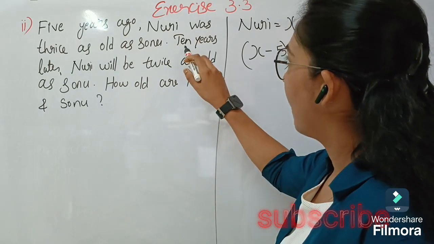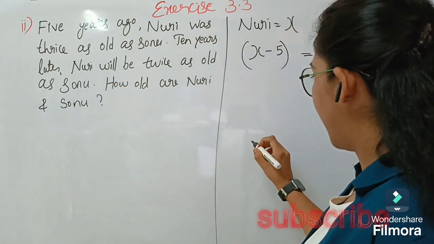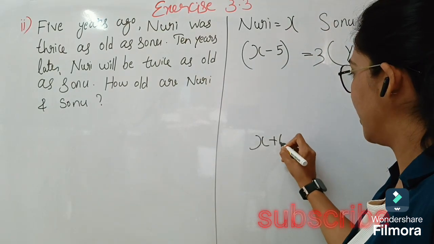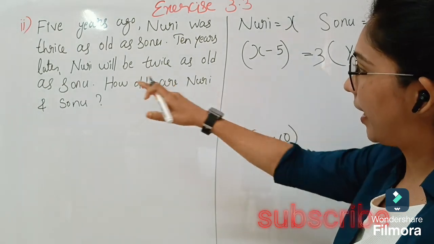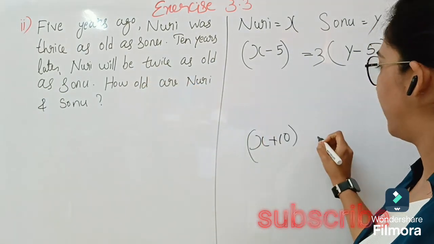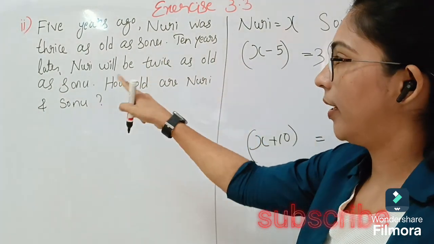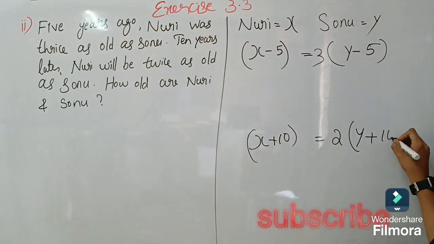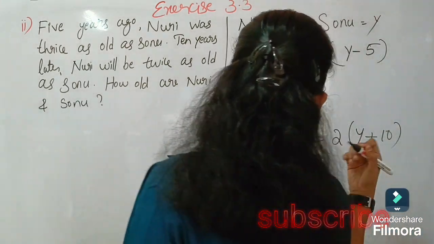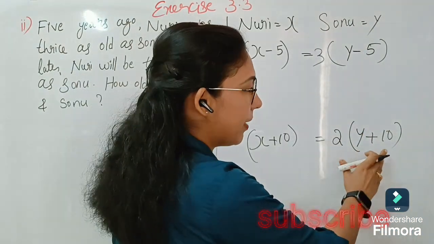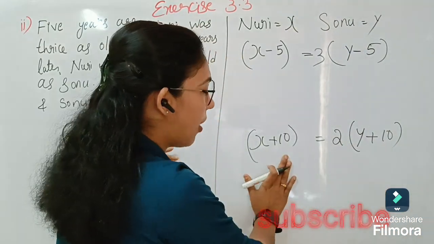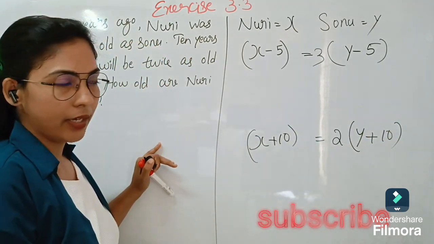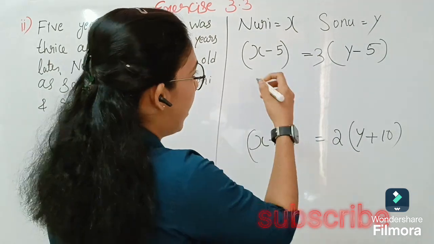And what is next? 10 years later. 10 years later, what will be Noori's age? It will be X plus 10. 10 years later, Noori will be twice as old as Sonu. Sonu's age after 10 years is Y plus 10, and Noori's age after 10 years will be 2 times that of Sonu's age. So these are mathematical expressions.